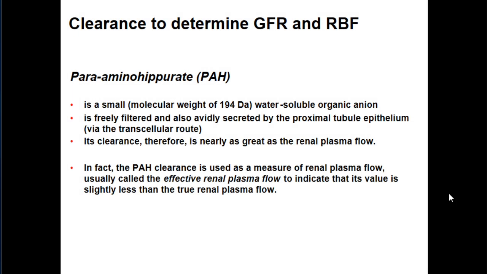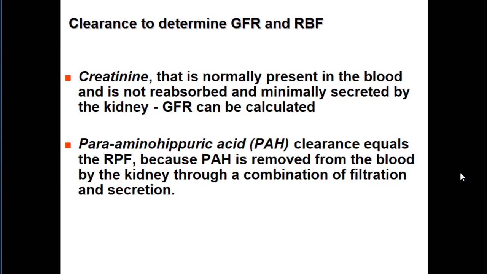The next substance which you can use is para-aminohippuric acid. It's a small molecular weight, water-soluble organic anion. It is freely filtered and also secreted by the proximal tubule epithelium, and its clearance therefore is nearly as great as the renal plasma flow. In fact, the para-aminohippuric acid clearance is used as a measure of renal plasma flow and is usually called the effective renal plasma flow. To indicate its value, it's slightly less than the true renal plasma flow.